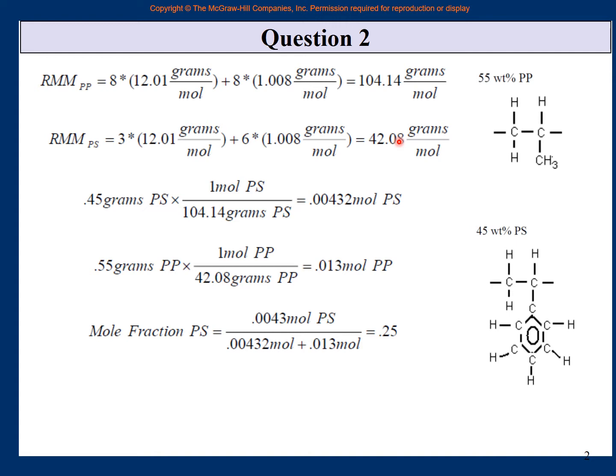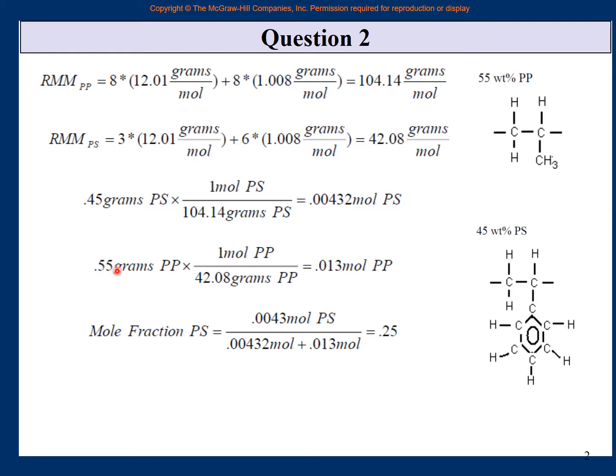So 0.45 grams of polystyrene is 1 mole of polystyrene upon the molecular weight, right? So 0.45 grams of polystyrene is 0.0043 moles, isn't it? Because 1 mole of this is 104.14. Therefore 0.45 gram is this much. So this is the number of moles of this one.